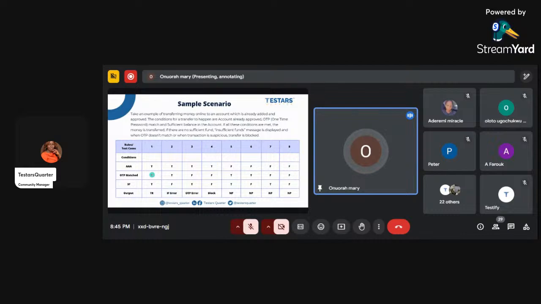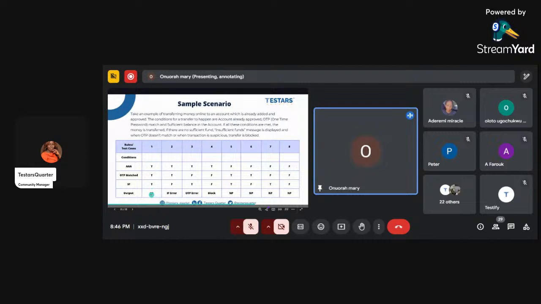The OTP she provides also matches, and she also has sufficient fund, right? So this is the first rule, or the first test case. With that, we can go ahead and do the transfer, or Mary can go ahead and complete her transfer, which is the expected result. Now we're not talking about the actual result because you're not doing the actual test, right?